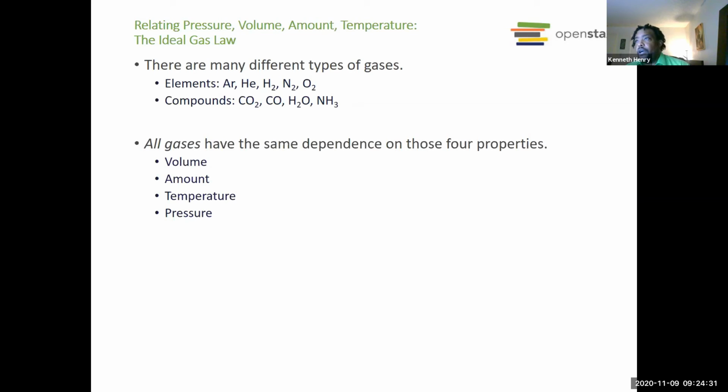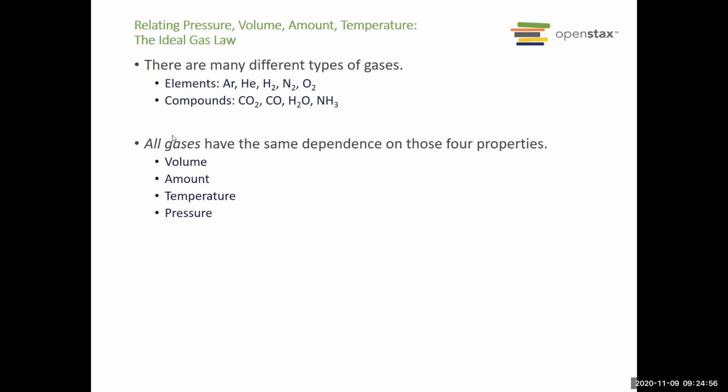Okay, so you guys are already aware that these elements here are examples of elements that are gases. So gases can be elements. Gases can also be compounds. All gases are going to have four things that you're going to be dependent on: volume, the amount, temperature, and pressure. This is how they relate to each other.